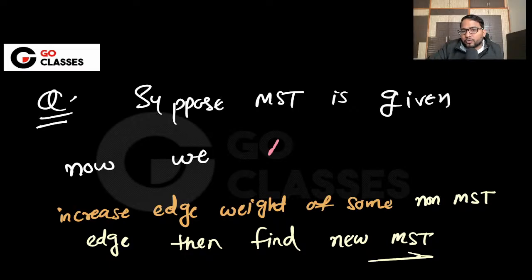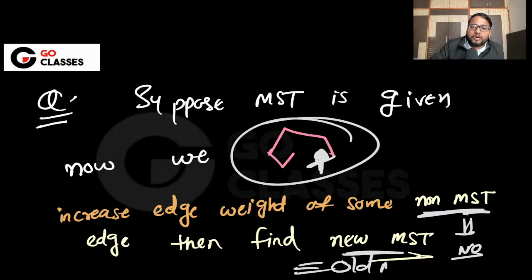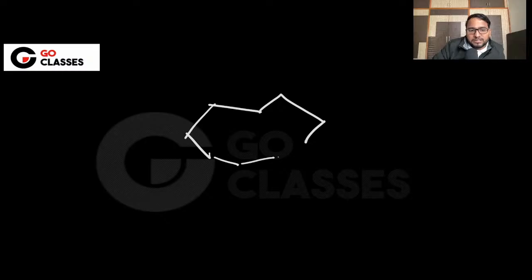So if some MST is given to you, and then they say that there is some edge which is not a part of the MST, you increase this edge weight. Will this change your MST? Then the answer is no. Okay, if you're increasing a non-MST edge, then it will not change your MST. So the new MST is the same as the old MST. Okay, but if you increase something here, which means MST is given to you, let's suppose this is the MST, or some other MST, you can draw something like this.